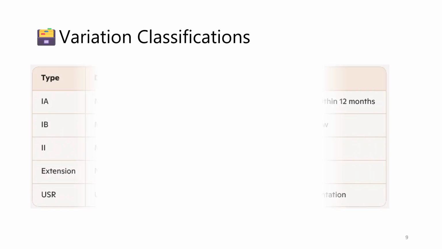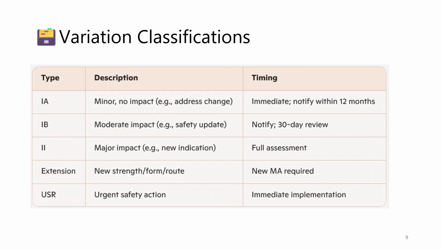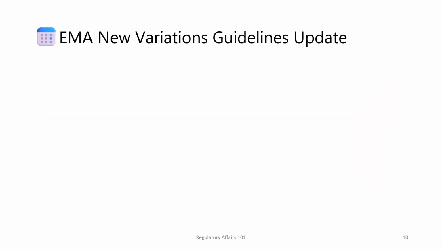Here's a summary table of the variation classifications. Variation classification depends on impact level and regulatory precedent. EMA provides tools to help sponsors determine the correct type.